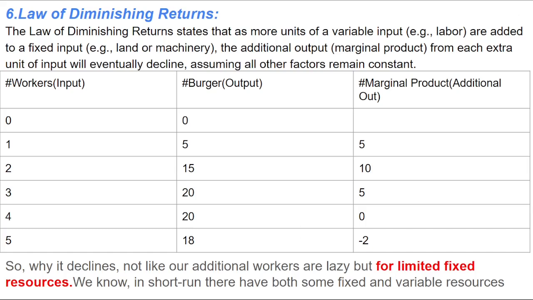We know in the short run we have both some fixed and variable resources. If we add more and more units of input to fixed resources, after a certain point, the fixed resources won't be worked in the right way. We can relate the law of diminishing returns to using a keyboard. Using a keyboard with two hands is better than one hand, but obviously using it with 10 hands is worse than two hands.